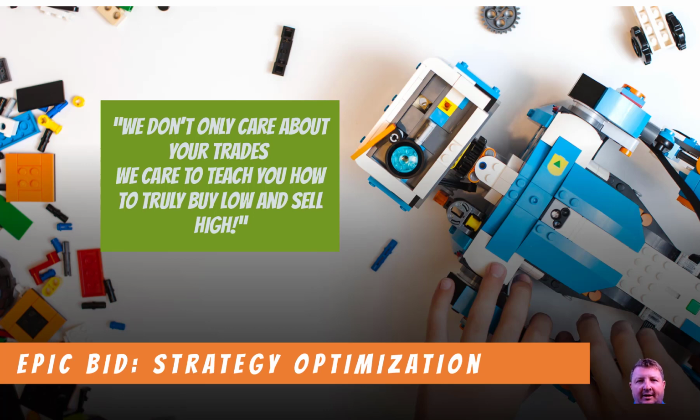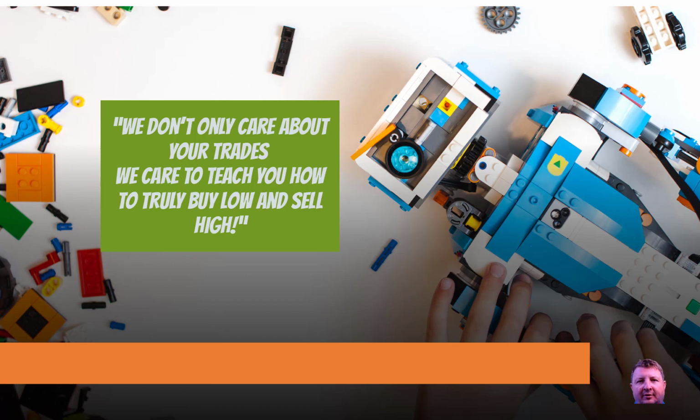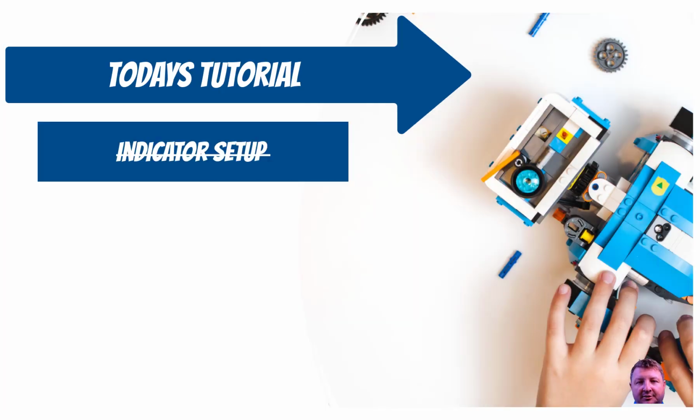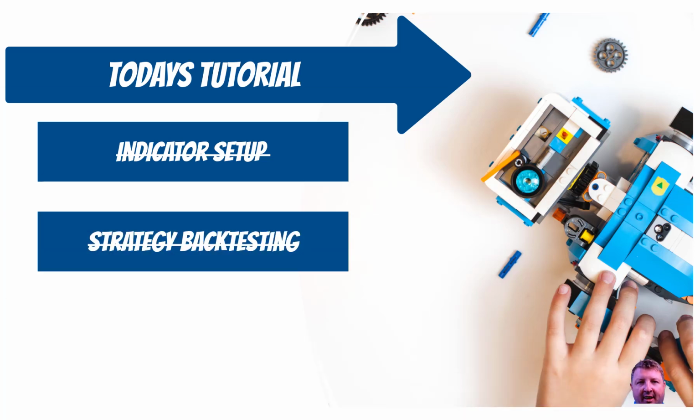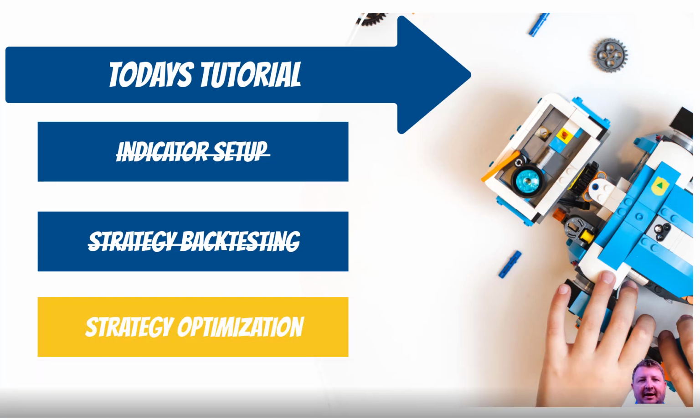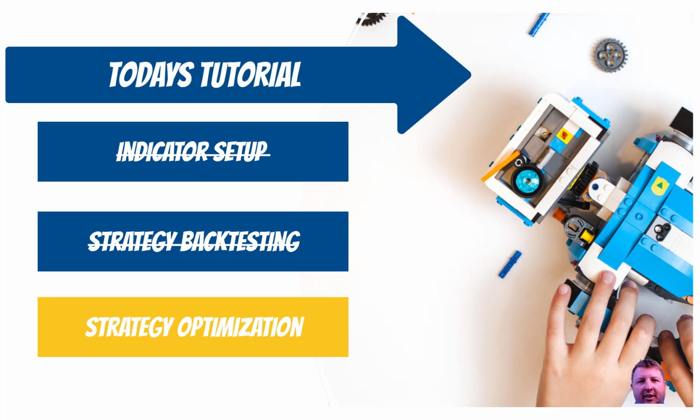Okay. Let's go ahead and get started on the next video here. So with the last two videos, we covered both the Epic Bid indicator, general setup and on the chart, and we also covered some general setting up the strategy, and how to use the basic backtesting using Strategy Analyzer. So the next part here, we're going to be using the optimization portion of Strategy Analyzer. And we're going to be saving some templates and then going ahead and enabling strategies to use on a simulator account, which hopefully, if things go well, you're ready to go live then.